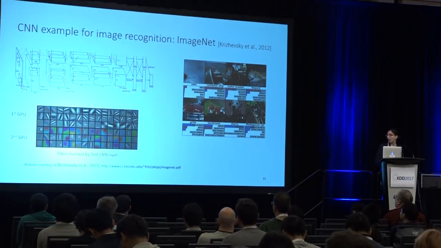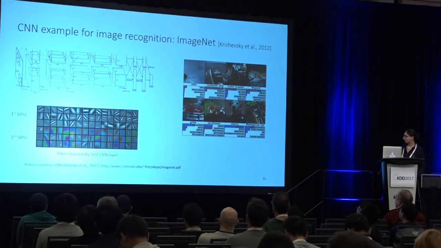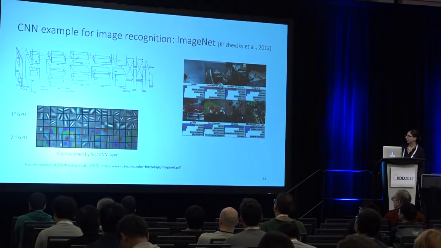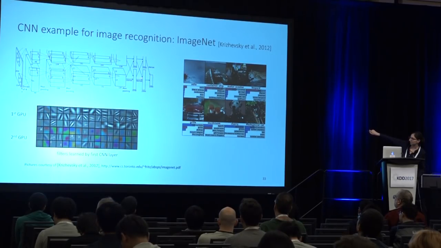CNNs have been widely used in image applications, and I'm showing one example here, which is ImageNet for image recognition. The network looks like this. It has five convolutional layers, followed by three fully connected layers. It was trained using two GPUs, and you can see on the image that they split the training, at the top on one GPU and this is the second GPU. They used rectified linear units, and they used a very large data set with around 1,000 categories of images to classify.